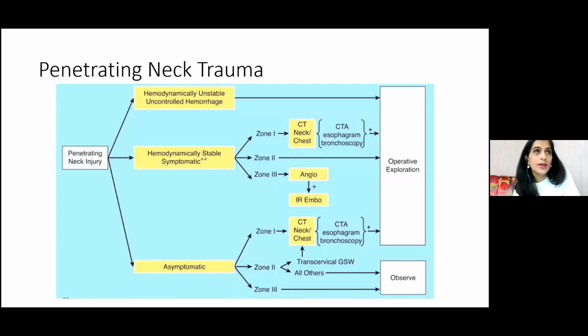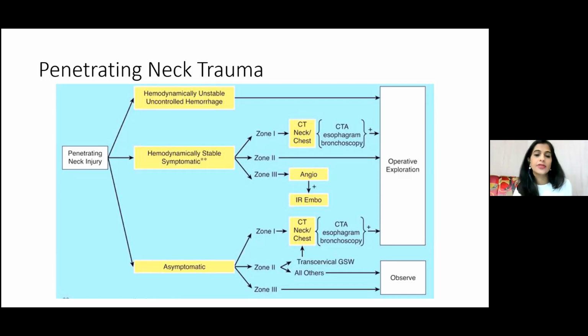The first thing for any neck trauma, once you've done the ATLS part in an A&E resus situation, is actually to assess if the patient is hemodynamically stable or has uncontrolled hemorrhage. Because if either of those 2 features are present, then yes, you're going to go straight to operative exploration. However, in the patient that's either hemodynamically stable or asymptomatic, then you start to go down the route of judicious and sensible use of imaging and more planned surgical exploration if needed.